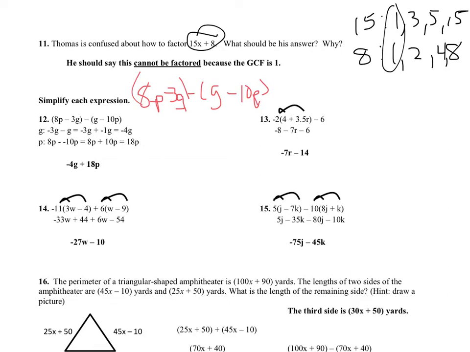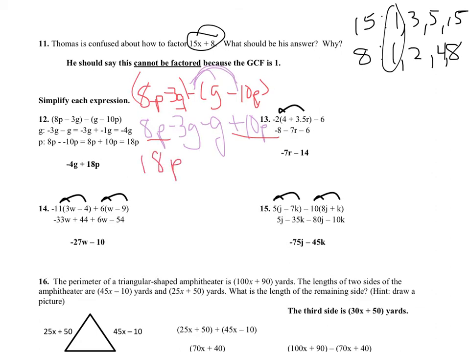Alright, so first things first, you're going to need to distribute that negative through. So let's bring down 8p minus 3g. Negative times a positive g, that's a negative g. Negative times a negative, that's a positive, so that turns into a positive 10p. Alright, let's look for some similar terms. I've got 8p's, I've got positive 10p's. 8 plus 10 is 18p.